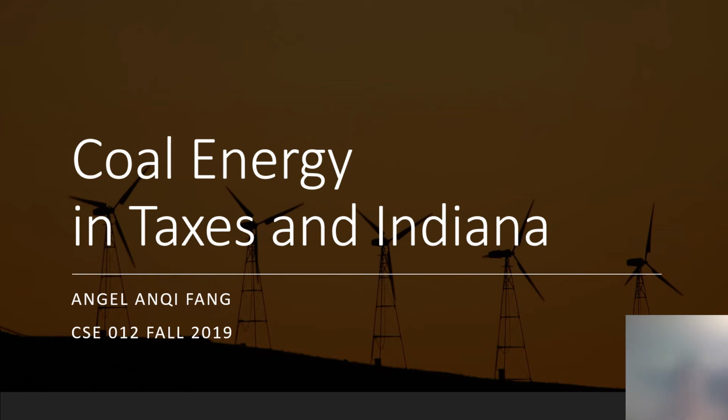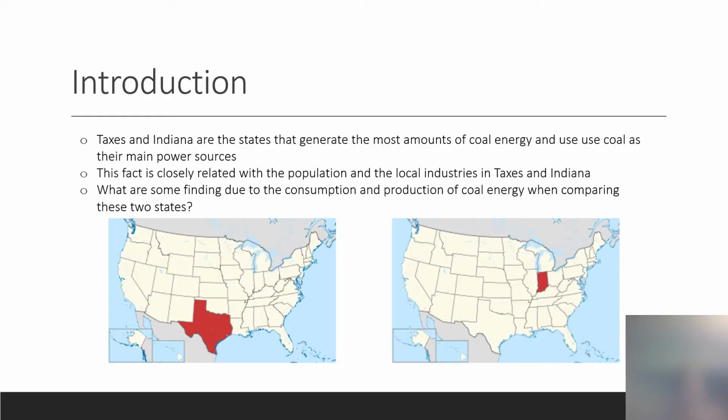Hello, this is Angel Fan, and this project is about coal energy in Texas and Indiana. Texas and Indiana are the states that generate the most amount of coal energy and use coal as their main power source. This fact is closely related with the population and the local industry in Texas and Indiana. What are some findings due to the consumption and production of coal energy when comparing these two states?